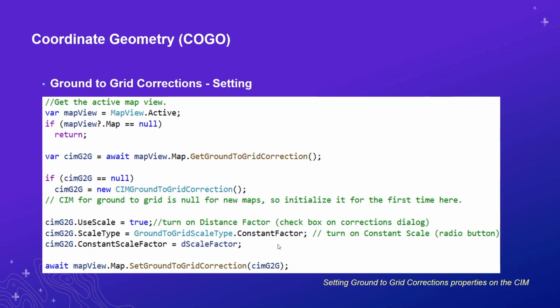If we take a look at what we're doing here, we're setting a constant scale factor to a particular value, so we want to make sure that we turn on the distance factor, and then we turn on the constant factor, and you can see the equivalents shown in the comments there, what pieces of the UI those represent. And then you set the grounded grid correction and pass in that sim object, that new object that you've just set.